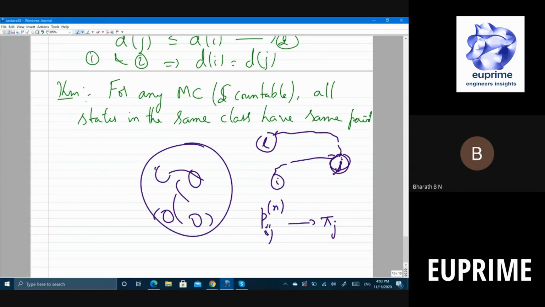Do you agree? Sir, this is happening within a communicating class, right? I said this is one communicating class because all of them are recurrent states. So if all of them are recurrent and the period is 1, that is aperiodic and recurrent, it belongs to one class. Then it doesn't matter where you start, it matters where you end.